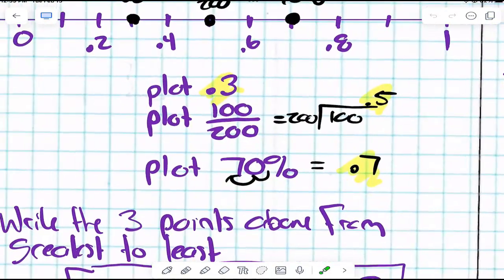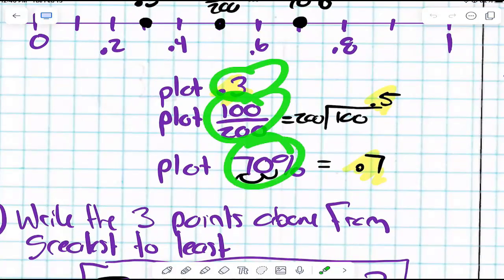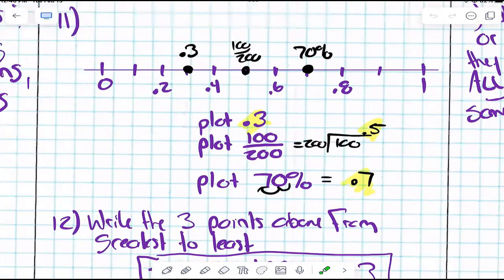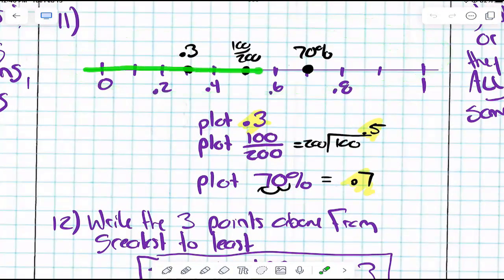Okay, so here's the deal. You're going to have numbers that we're plotting. Let me just show you here. 3/10, 100 over 200, 70%. We're going to have numbers like that, and they're going to ask you to put them on a number line that looks like this, yes? This number line is actually numbered with decimals, yes? So this one's easy because it's already a decimal.